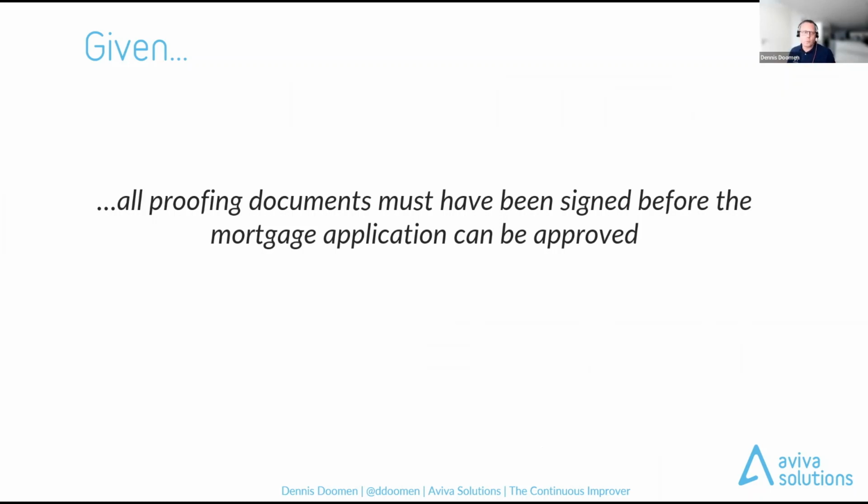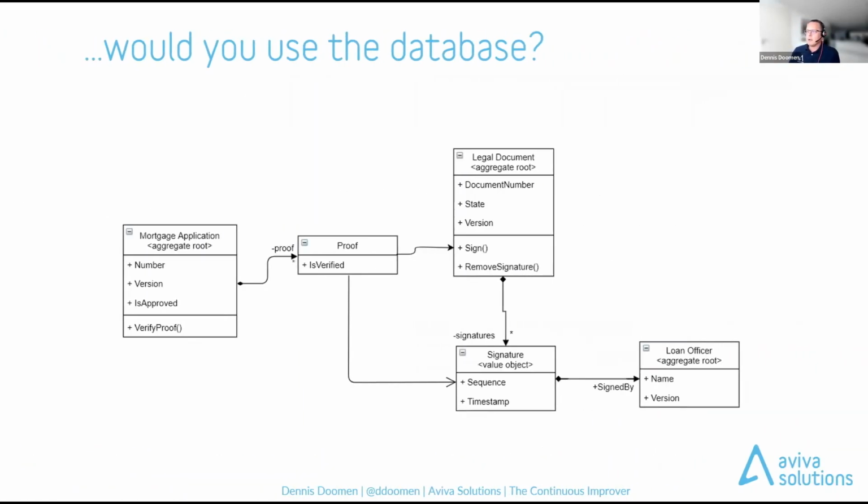Well, there's plenty of ways of doing that. For example, I could use the database. In a traditional system, where you use a relational database, you have concepts like a foreign key. So in this case, I've introduced, let's say, almost like a table called proof. And the proof points to a signature. And the loan officer will mark the actual proof. In this case, the proof represents the combination of a legal document, the signature, and the person that signed it. It will be marked at some point as verified.